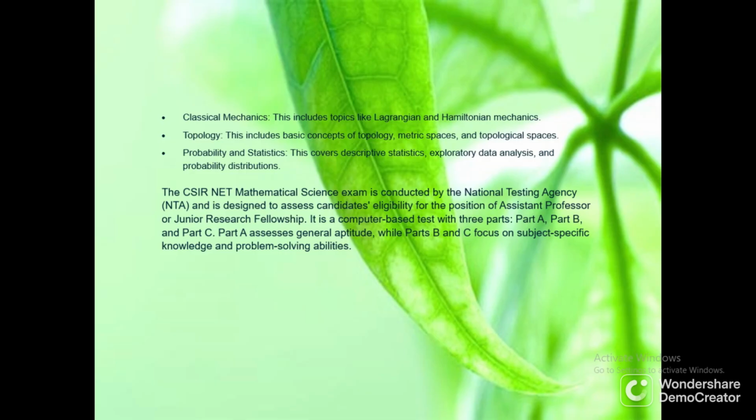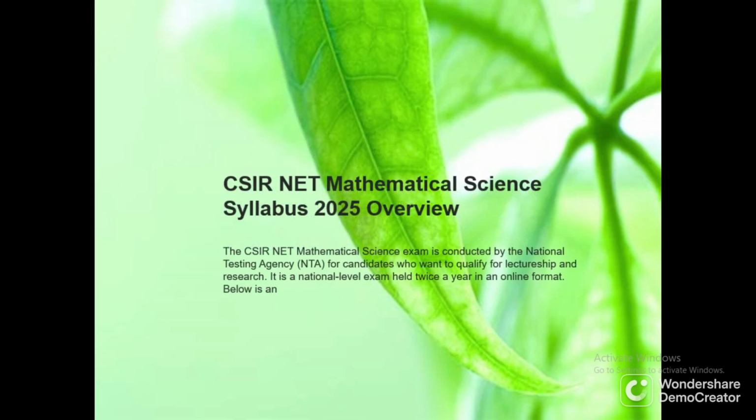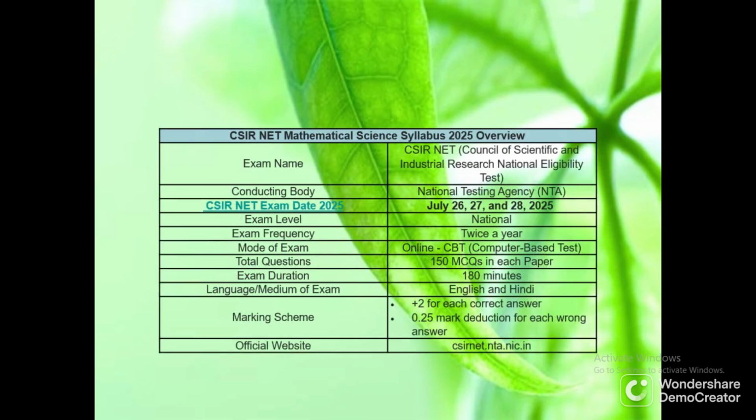The CSIR NET exam is conducted by the National Testing Agency, designed to assess the candidate's eligibility for the position of assistant professor or junior research fellowship. It is a computer based test with Part A, Part B, and Part C. Part A assesses general aptitude, and Part B and Part C assess subject-wise knowledge and problem solving ability. So this is the CSIR NET overview of the exam.